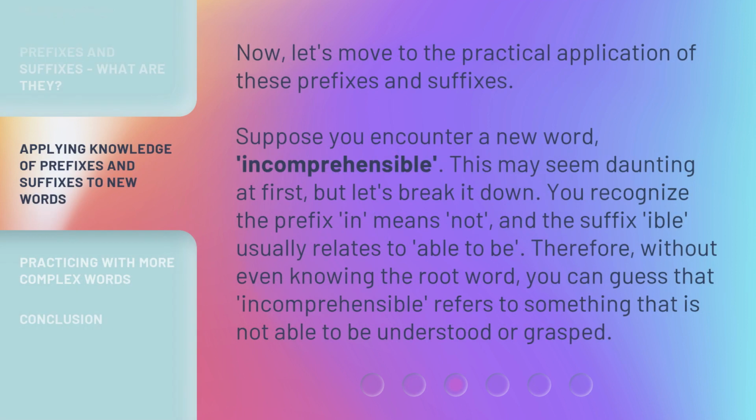Now, let's move to the practical application of these prefixes and suffixes. Suppose you encounter a new word, incomprehensible. This may seem daunting at first, but let's break it down. You recognize the prefix in means not, and the suffix able usually relates to able to be. Therefore, without even knowing the root word, you can guess that incomprehensible refers to something that is not able to be understood or grasped.